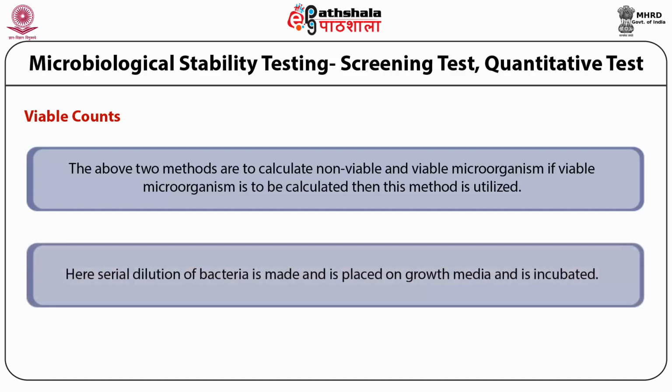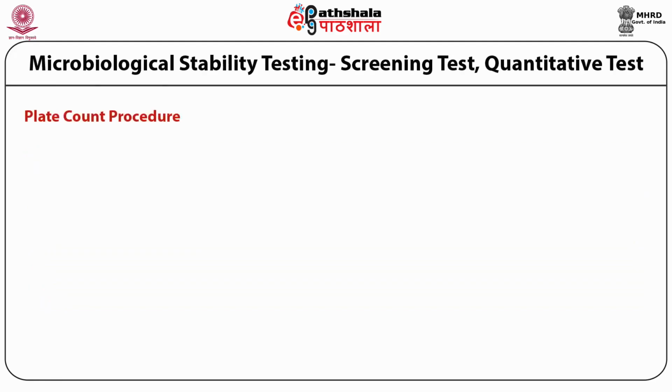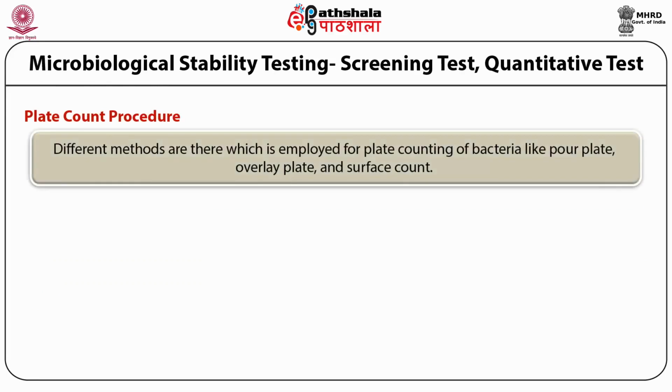Here, serial dilution of bacteria is made, placed on growth media, and incubated. Growth of bacteria is supposed to start from one viable bacterium. Colonies are then counted and reported as colony forming units, represented by CFU. Plate count procedure is also used, where different methods are employed for plate counting of bacteria, like pour plate, overlay plate, and surface count.